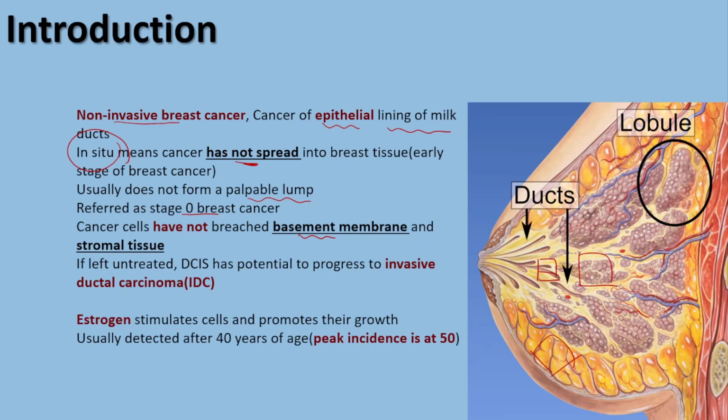But if ductal carcinoma in situ is left untreated, we have potential to progress to invasive ductal carcinoma of the breast. And also estrogen plays an important role in case of ductal carcinoma in situ because it stimulates proliferation of the cancer cells and also promotes the growth of cancer cells. Another point about ductal carcinoma in situ is that this is a cancer that is happening usually in women who are older than 40 years of age, and peak incidence of this cancer is 50 years of age.